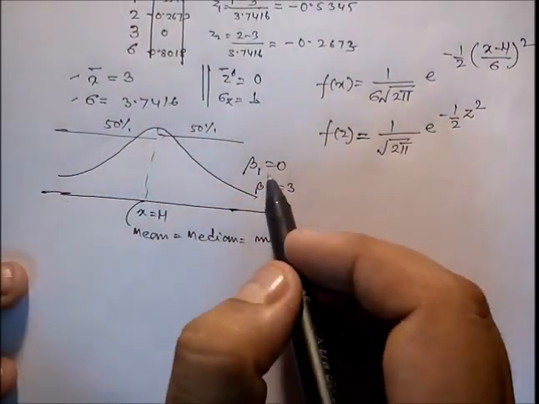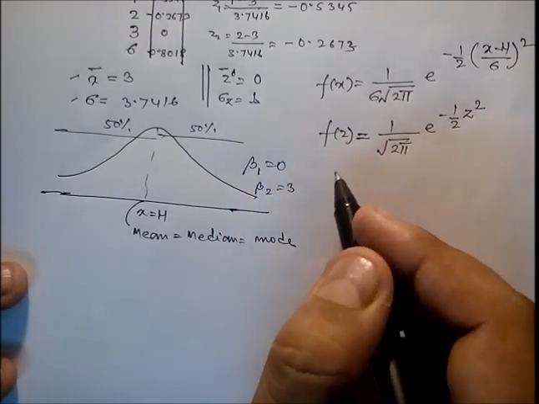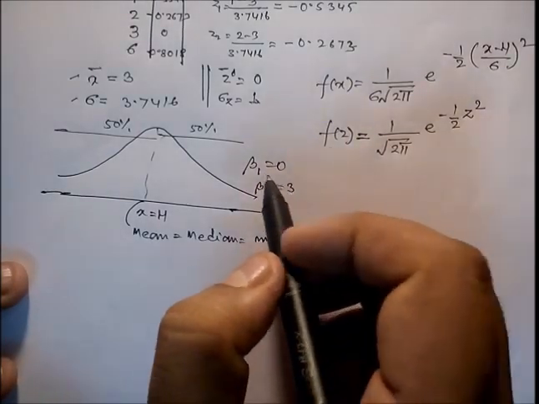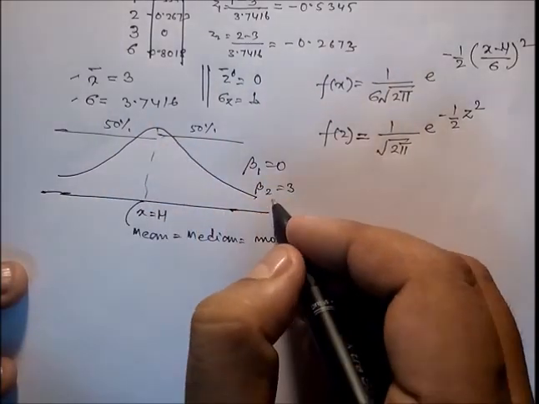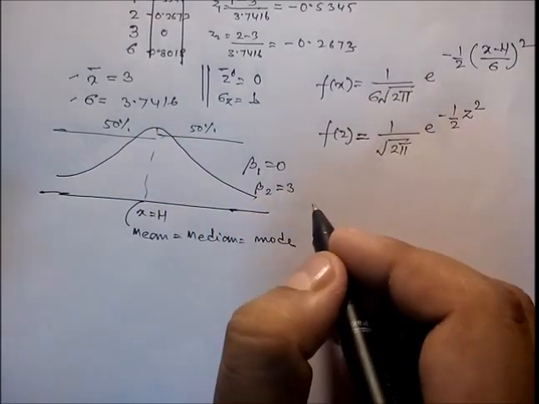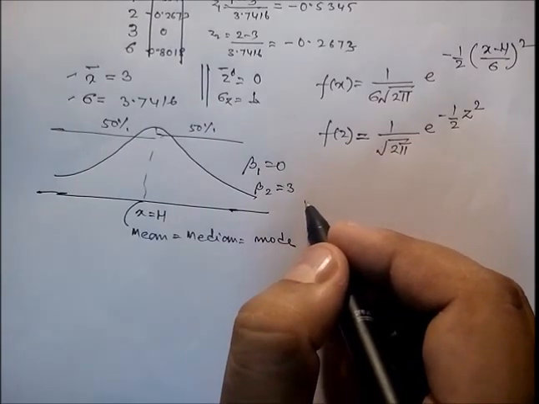So already you know, if beta 1 is positive, it is positively skewed. If it is negative, then negatively skewed. If it is 0, then it is normal form. So it is a normal curve. Beta 2 is equal to 3 means it is mesokurtic.